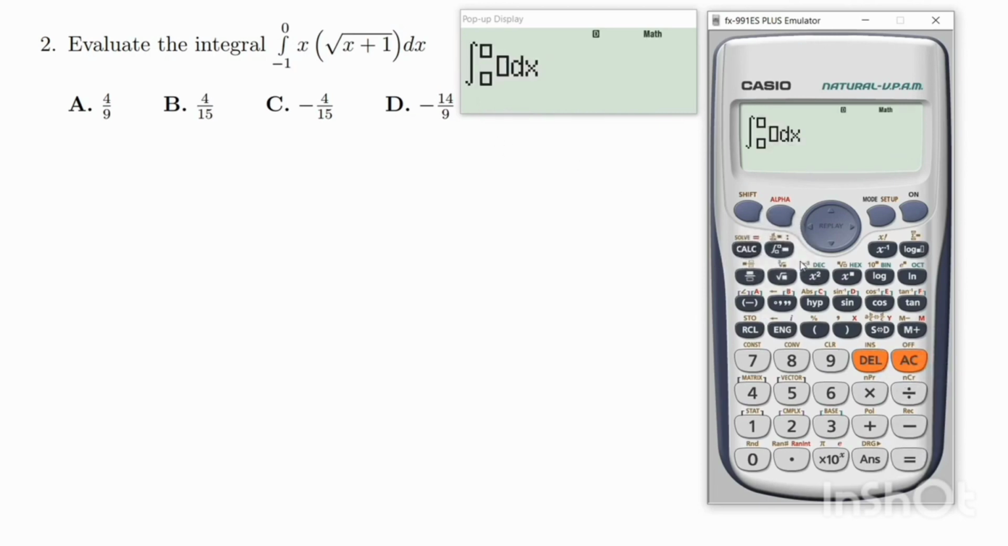Okay, so here we open our brackets and close the brackets. Then in the middle here, we input this function. So we have x open bracket square root of x plus 1 close brackets. So we have alphabet x, open brackets. You can close the brackets because you want to put in the square root of x plus 1. So let's come back there, then press our square root key. Then after that, we can now press alphabet x plus 1.